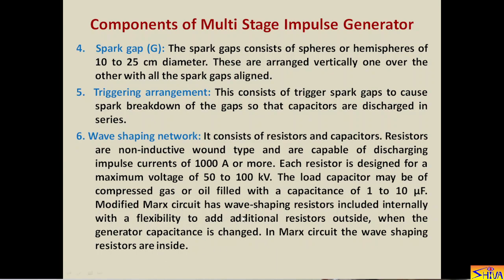Modified Marx circuit has wave shaping resistors included internally, with a flexibility to add additional resistors outside when the generator capacitance is changed. So I have shown already that for modified Marx circuit, R1 and R2 are connected internally, whereas in Marx circuit the wave shaping resistors are outside. I'm sorry, I said inside earlier. In Marx circuit the wave shaping resistors are outside. Please make this change. It is outside.